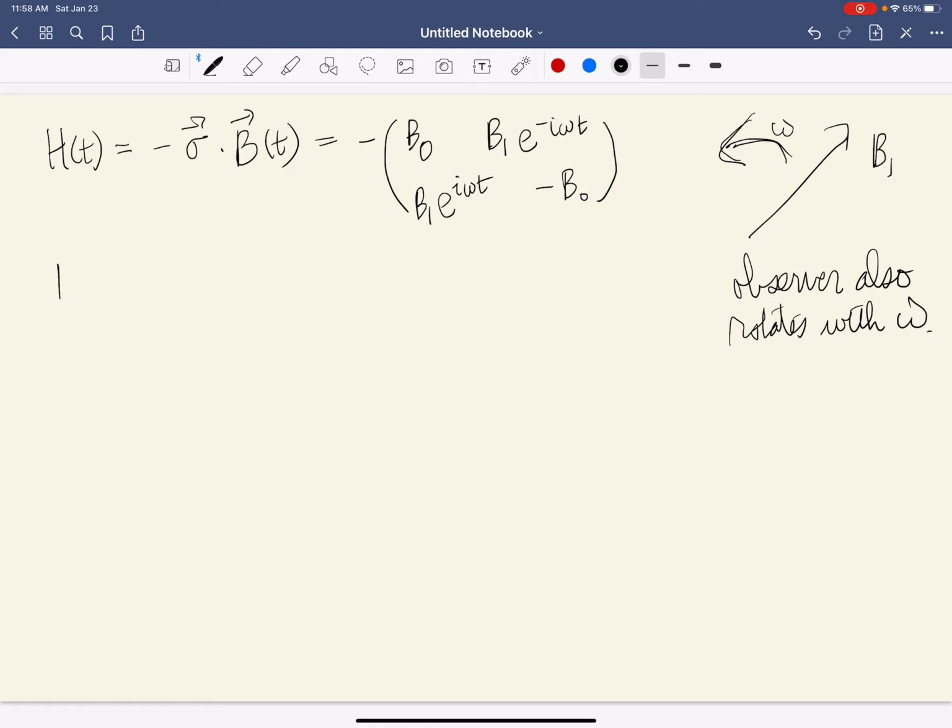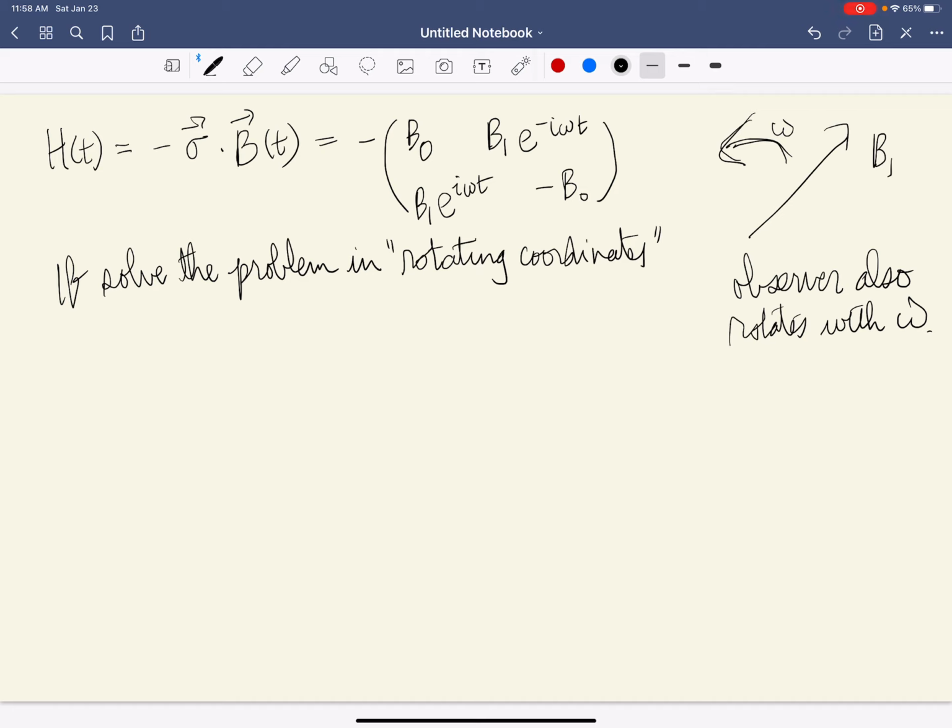Okay, so if one can solve the problem in rotating coordinates, then that will be great. And since it's obvious that in this stationary coordinate, it looks quite hard to solve the problem, it's worth a shot to try to solve the problem in the rotating coordinates. Okay, so in classical mechanics, one goes to the rotating system by making this sort of substitutions.